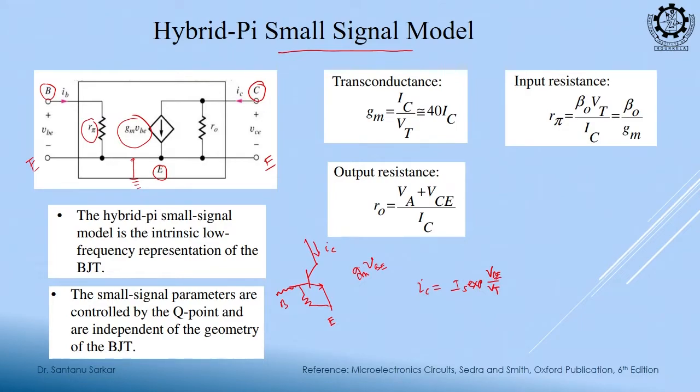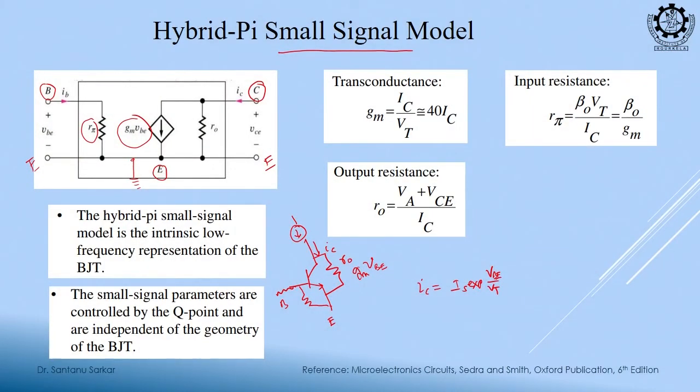What is my input port? B and E, that is base emitter. What is my output port? C and E, that is my collector emitter junction, right. Now, this IC is behaving like a current source. So, if there is an ideal current source, its equivalent resistance should come in series or parallel? Parallel. Its value should be high, right. So, there should be a high value resistance from collector to emitter.